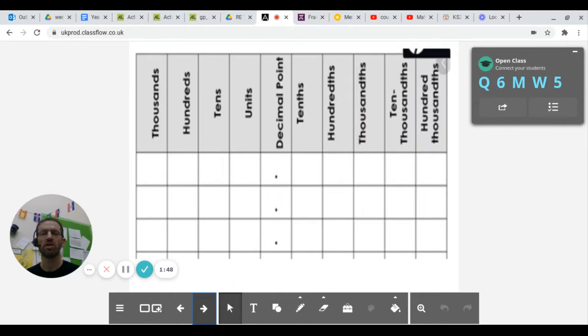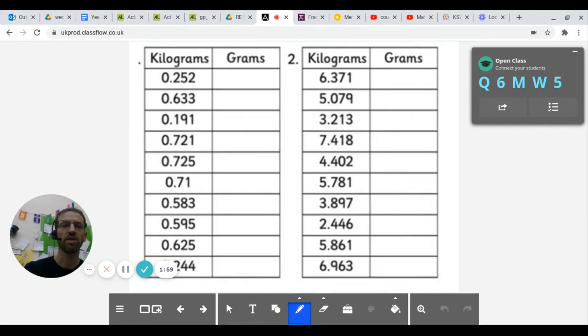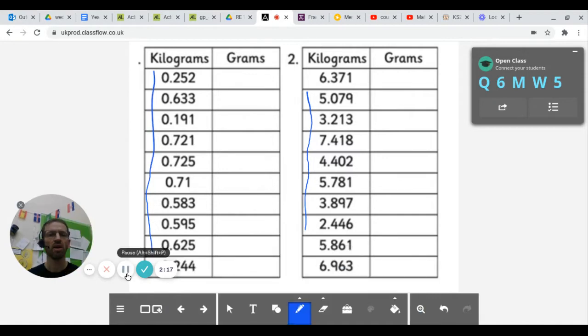Okay, our warm-up activity is to do with converting from grams to kilograms or kilograms to grams. So we're going to be doing something like this. On one side, you are given the kilograms down here, and you need to convert them into grams. On the other side, you are also given kilograms, and you have to convert them into grams. So whichever way you're doing it, you're going to have to multiply by 1,000. Multiplying by 1,000 because there are 1,000 grams in every kilogram.